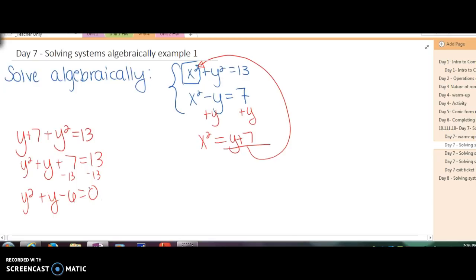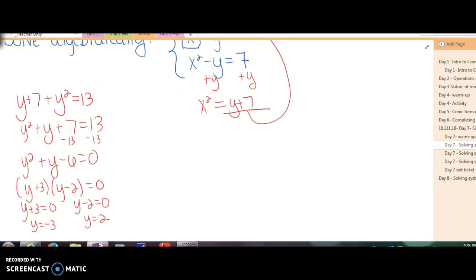Pause the video, factor that, and find the y values. Hopefully you got y equals -3 and y equals 2. Now I'm going to have to do the substitution here, but I have to do it twice, and make sure you stay organized for this. You need to know what y value you're plugging into each one.